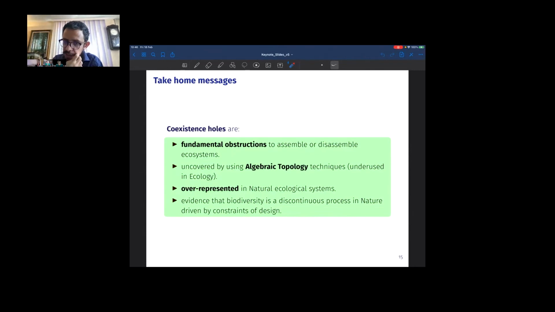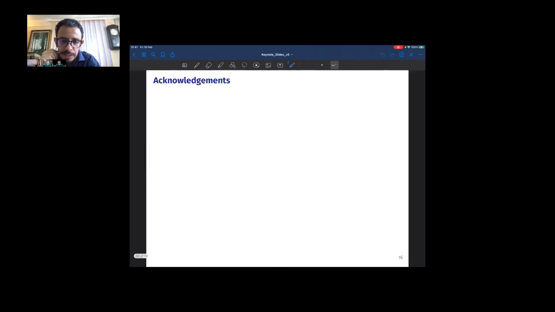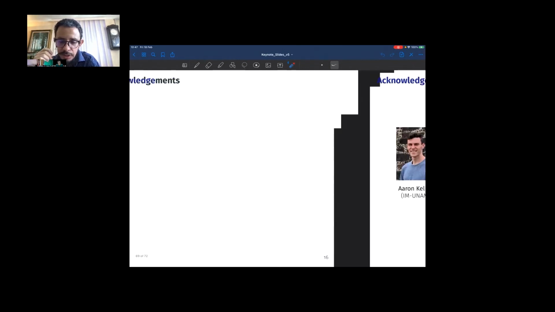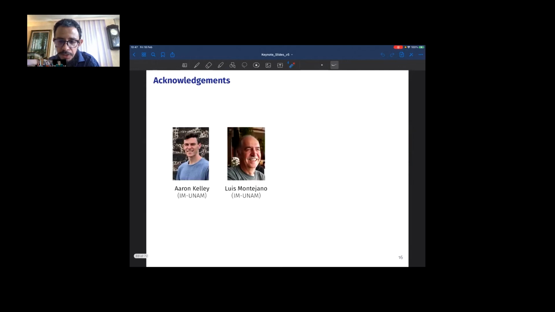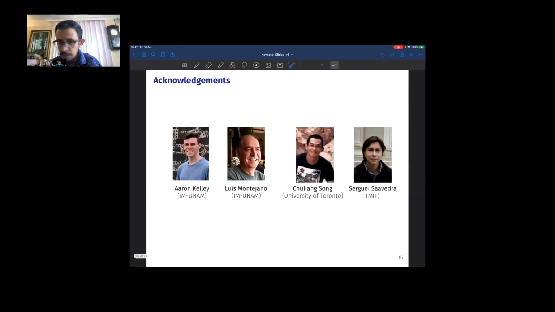And the implication of this is that biodiversity in nature is a discontinuous process that is driven by constraints of design. So biodiversity is not something smooth, as perhaps ecologists have imagined for many years, but it has these discontinuities or obstructions that are precisely characterized by these assembly holes.